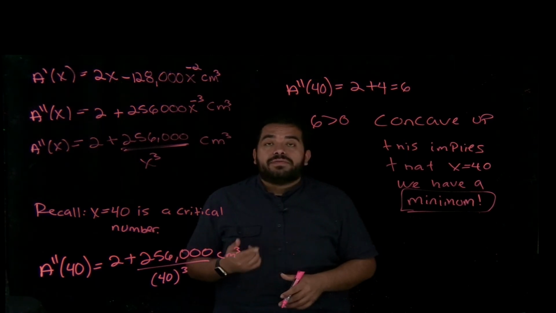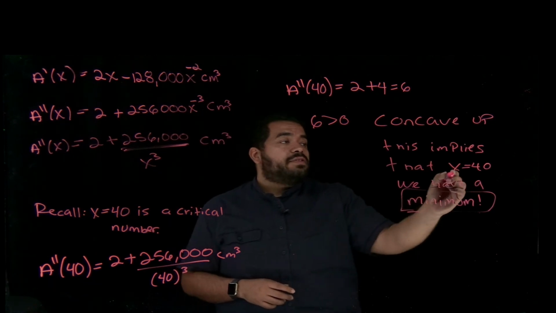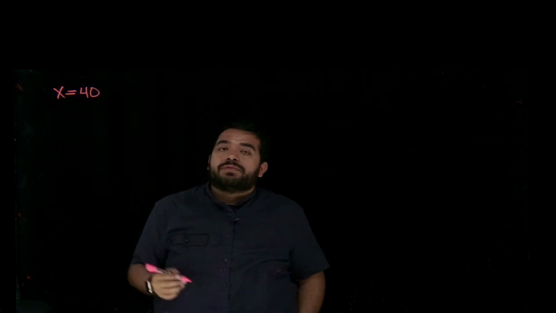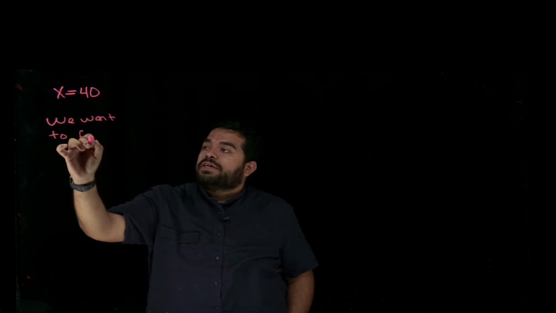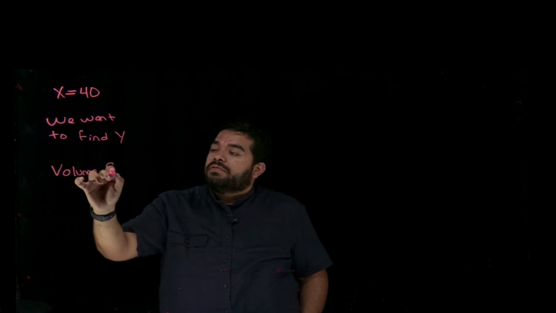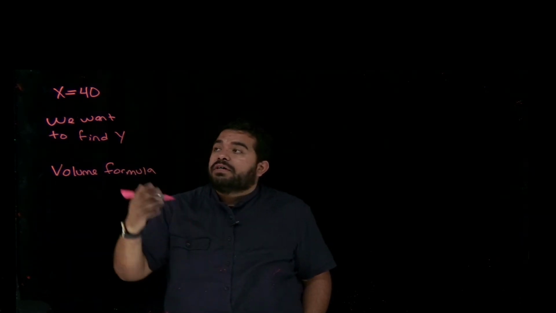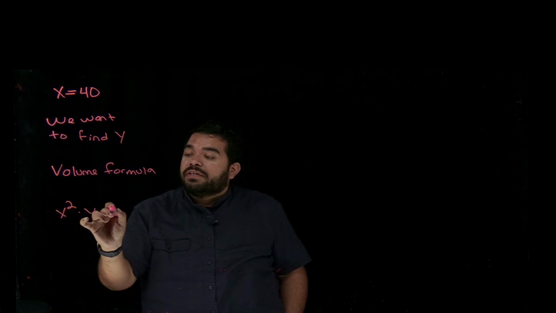But remember, we have x's and y's. So now we're going to have to solve for y, knowing that we already found what we needed for x. All right, so let's continue here. We already verified that when x is equal to 40, we have a minimum. Now we want to find y. So how do we do that? Well, we'll go back to the original equation that we were using, and that is the volume formula. Remember that the volume was given to us. So all we've got to do now is plug in this value and solve for y. If you don't remember, we had x squared times y equals 32,000.